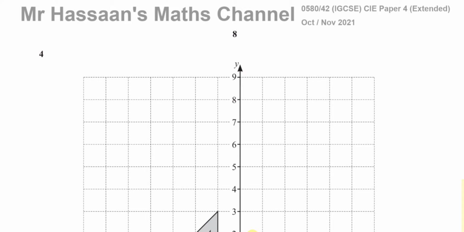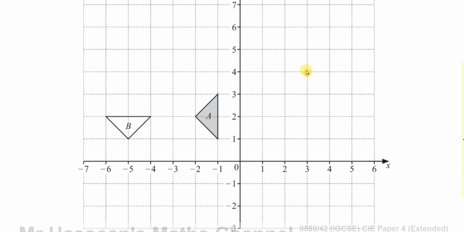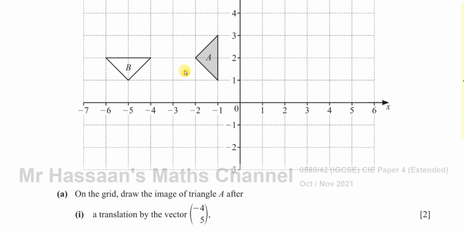This is Mr. Hassan's Maths channel, and this is now question number 4 from the October-November 2021 IGCSE Cambridge paper 4, variant 2, from the 0580 course or syllabus. And this question here is about transformations. So here we're given these two triangles A and B. A is shaded and B is not.